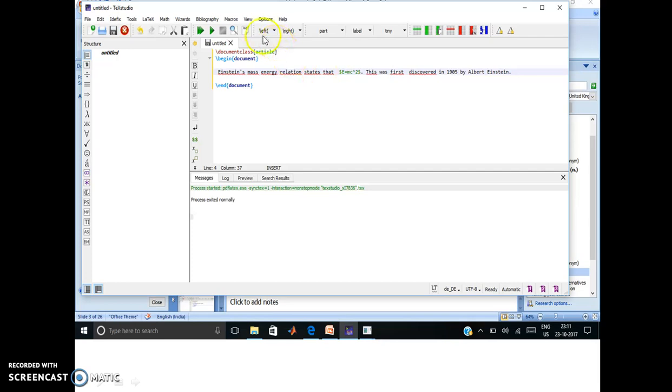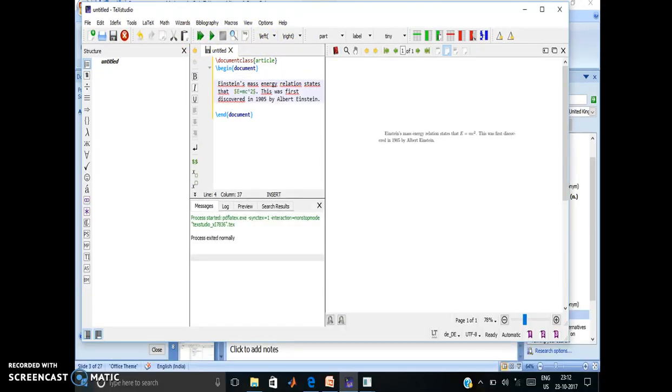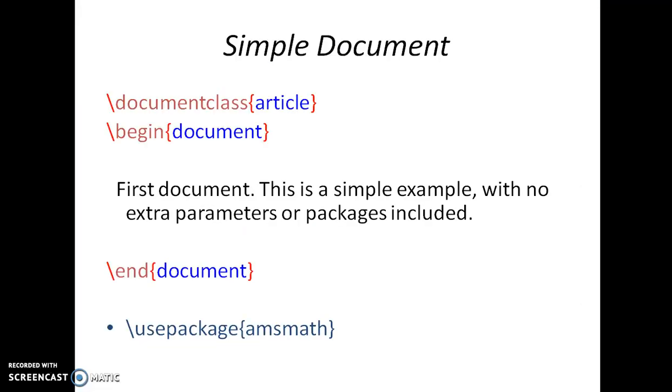So when we run this using the run symbol here, what appears is this. You can see the output written here. You can see that the equation is embedded inside this statement. This is how we write an inline equation. Now, what is the syntax for it?